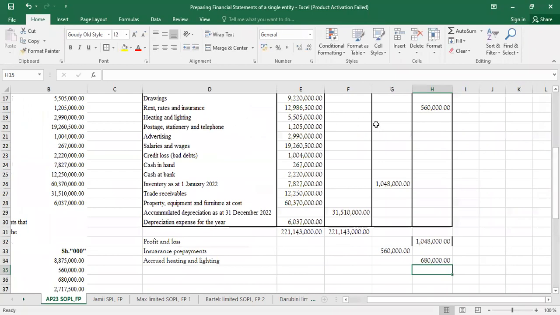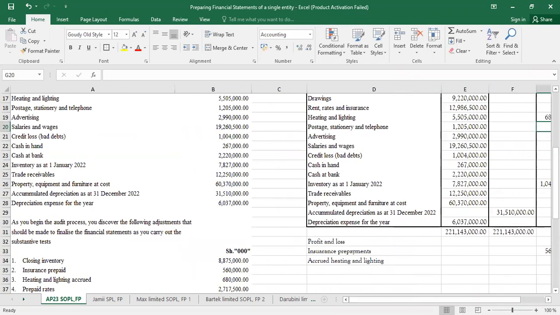Heating and lighting here. Remember, I'm still under adjustments, so you are adjusting the accounts. For heating and lighting, make sure they are on the same line, equal sign, the amount 680. Then we move on, we have prepaid rates, so I just write prepaid rates.